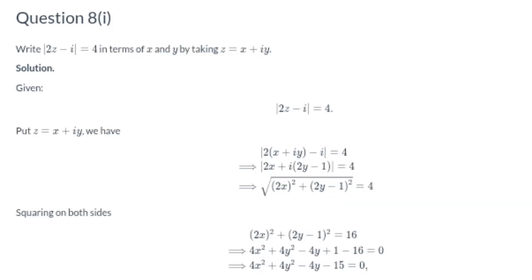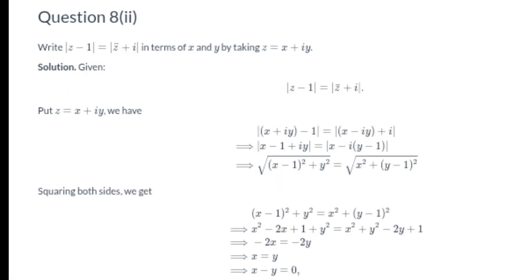Substitute. Modulus of 2x plus i times (2y minus 1) equals 4. Square. Squaring both sides and simplifying the modulus gives the equation for a circle. 4x squared plus 4y squared minus 4y minus 15 equals 0.